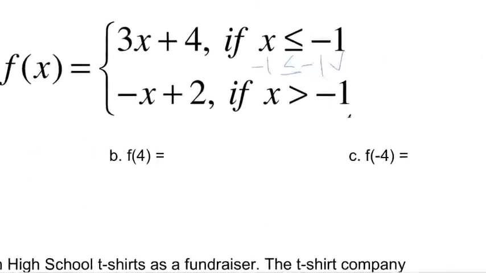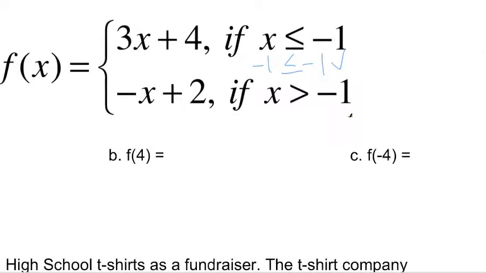Going on to number B. F of 4 tells us x equals 4. So is 4 less than or equal to -1? No. Is 4 greater than -1? Yes. So we'll be in the second step.